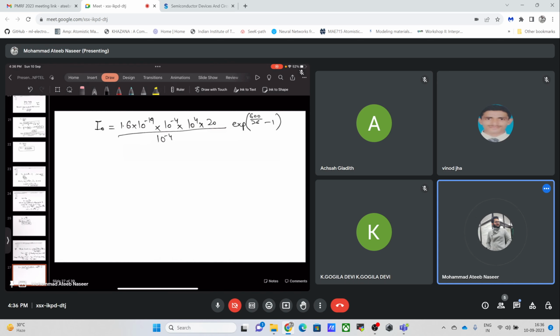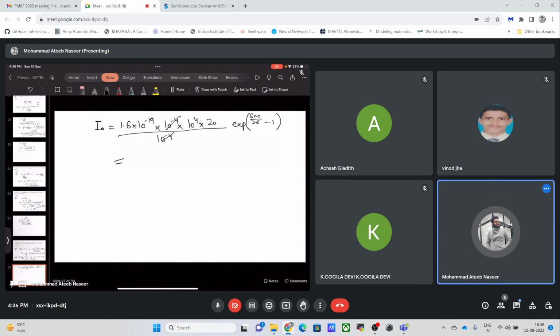Okay, so it is exponential of 600 by 26, which is 23.07. So it is exponential of 23.07. Oh, it is quite a large number. It will take time to solve this. Let me do it like this.